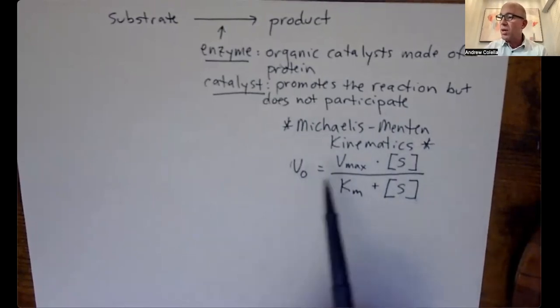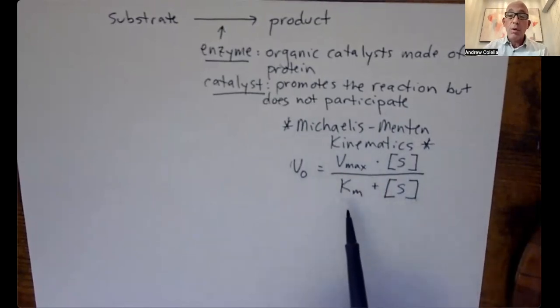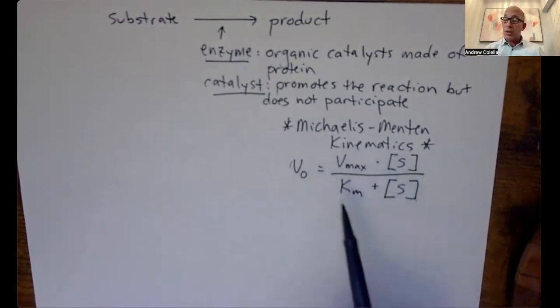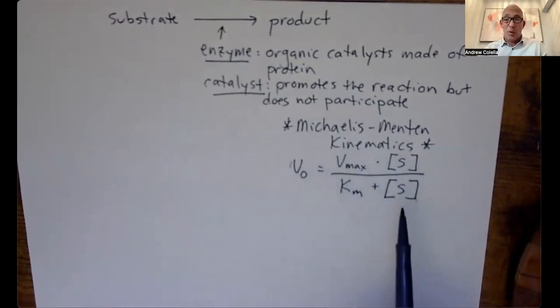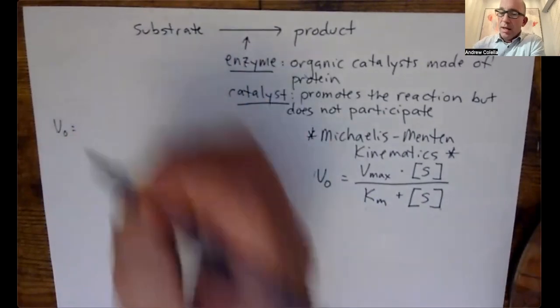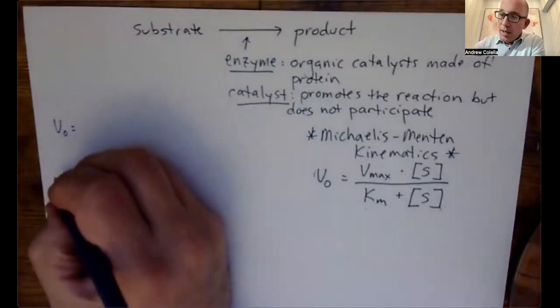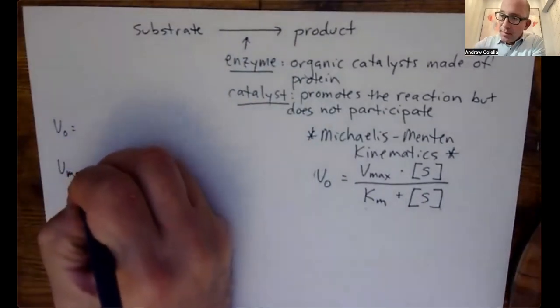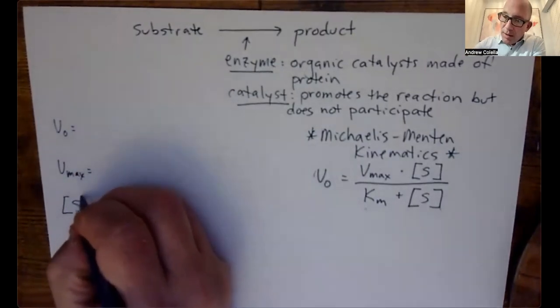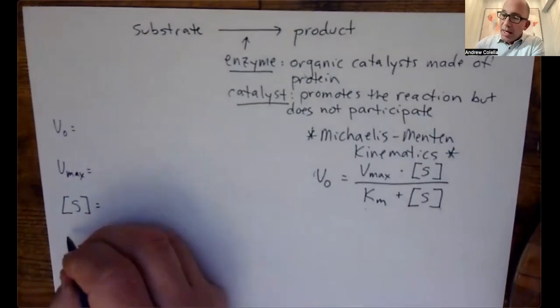In this case, we've got 1, 2, 3, 4, 5. We've got 5 different variables. Sorry, we've got 4 variables and a constant, don't we? We've got to be able to substitute 4 of the 5 of those. So I'm going to scoot over here and list them. Here's my V naught, my V max, my concentration of the substrate, and then my constant.